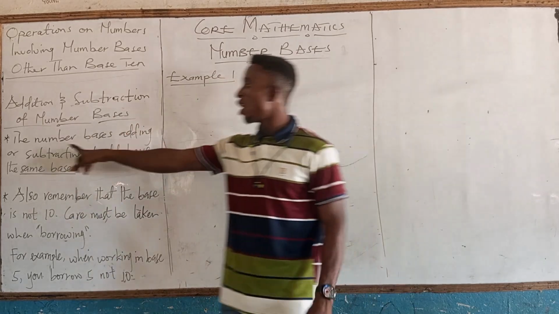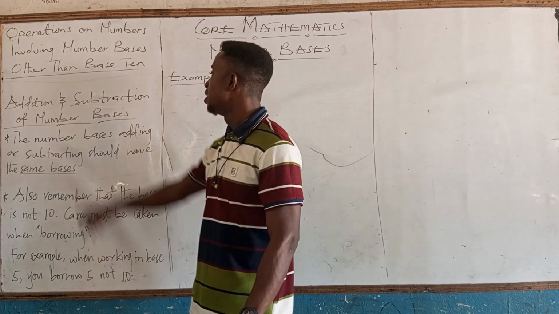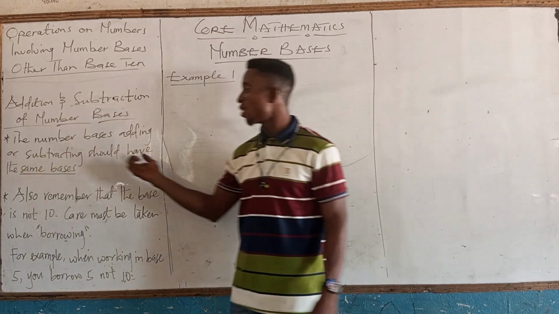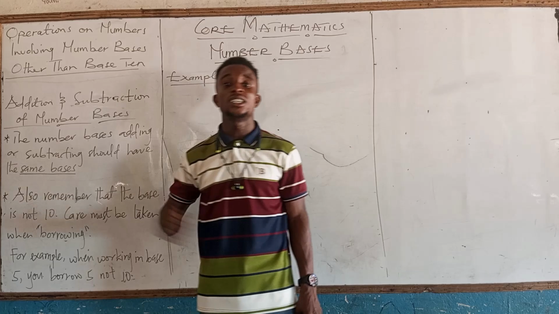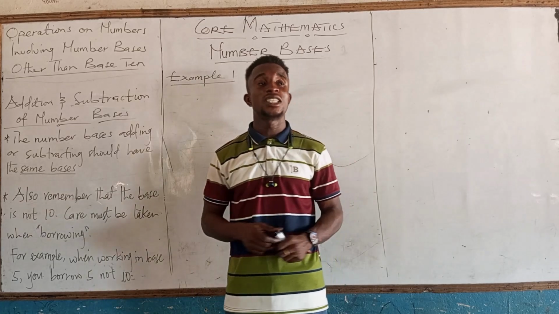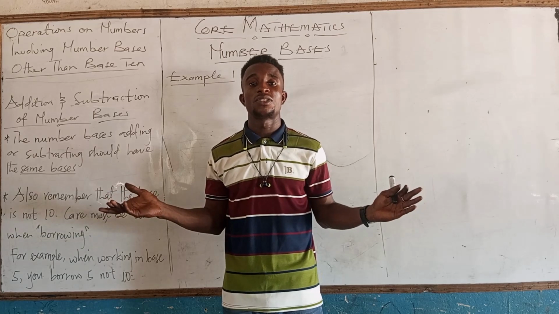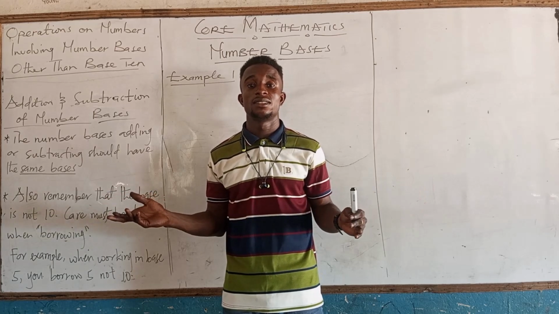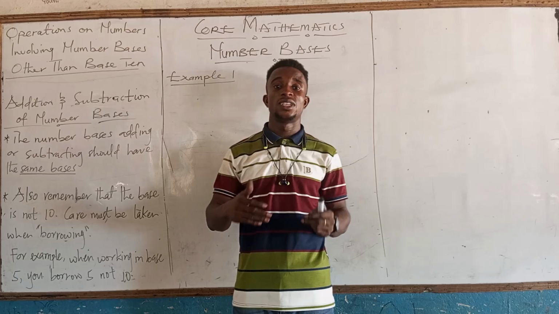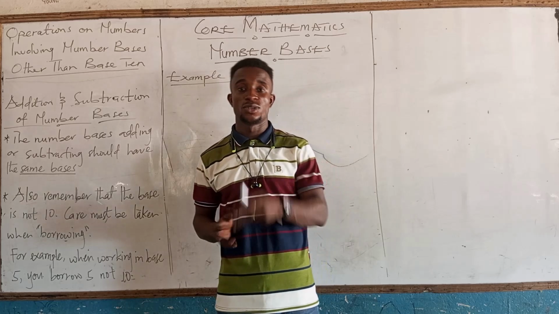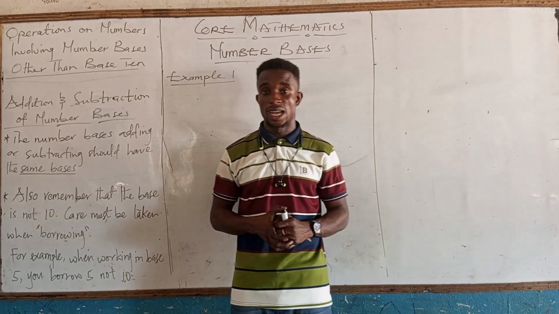So, the first thing you have to put in mind is that the number bases adding or subtracting should have the same base. If they are not having the same base, meaning we do something else. And as we are solving, if we come across examples of that sort, you will know what we will do. Are we getting that?